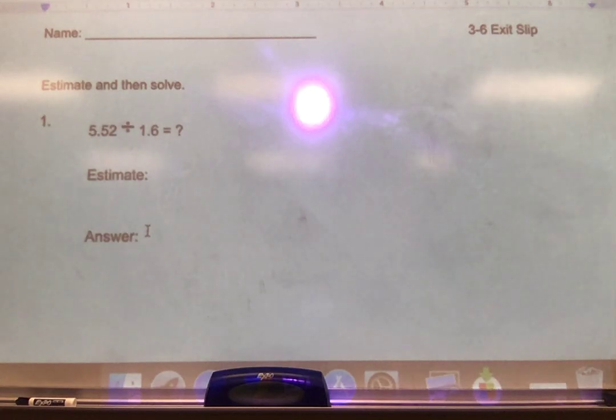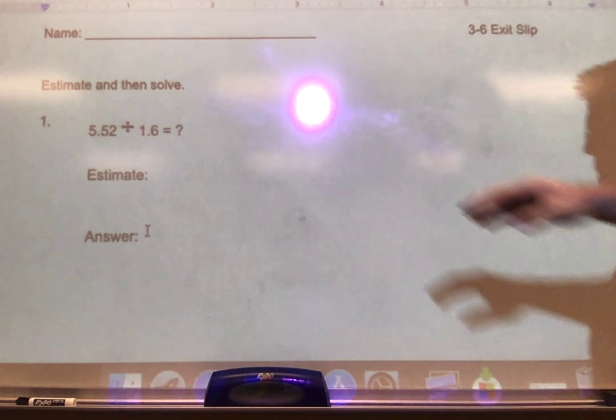We're going to take a look at exit slip 3.6. Our I can statement here is to be able to divide using the traditional algorithm when there's some decimals involved. All right, so we're going to estimate, like always, to double check that our answer makes sense when we get it, and just do some number sense things here.